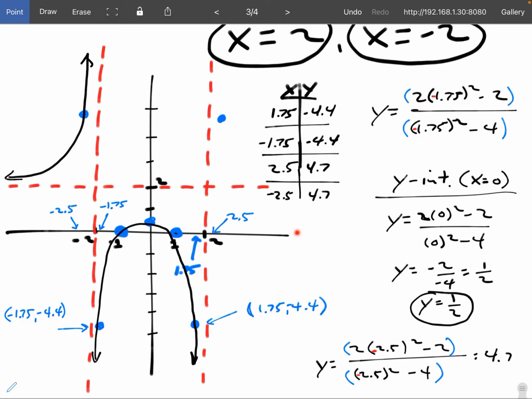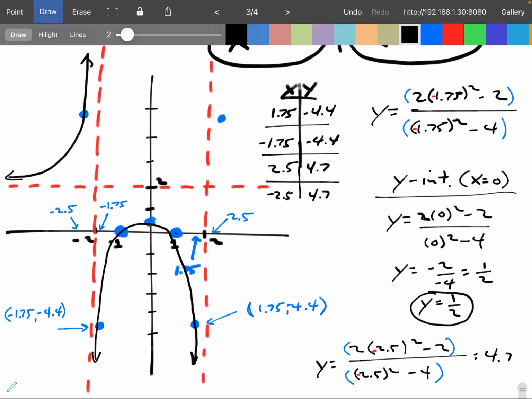Same thing over here. I don't have any more x-intercepts over here. So I know my graph is not going to cross the x-axis over here, and it's not going to cross that horizontal asymptote either. So that means the other part of my graph is going to look like this. And there you go. That was a lot of work, but that's the graph.